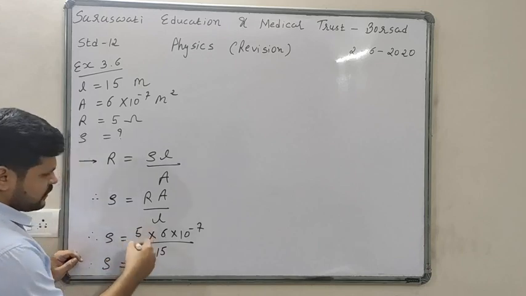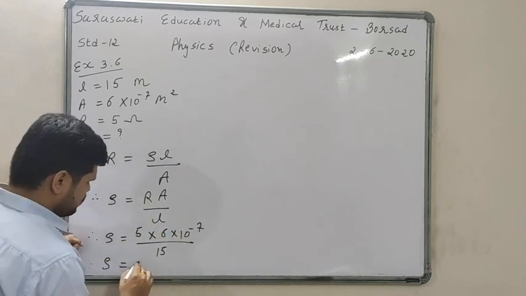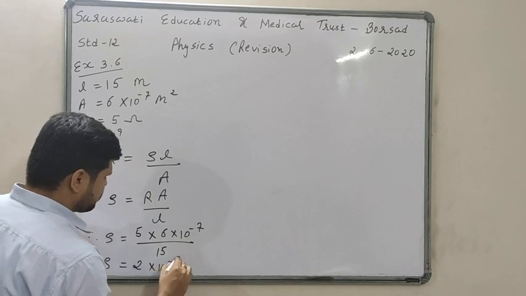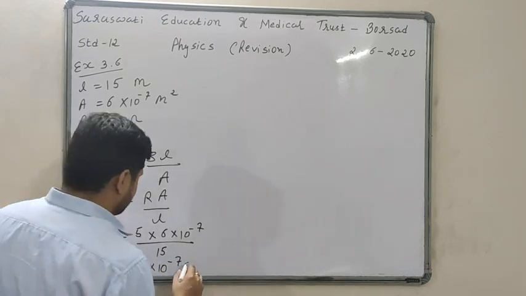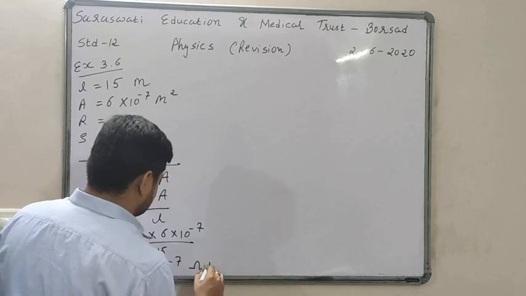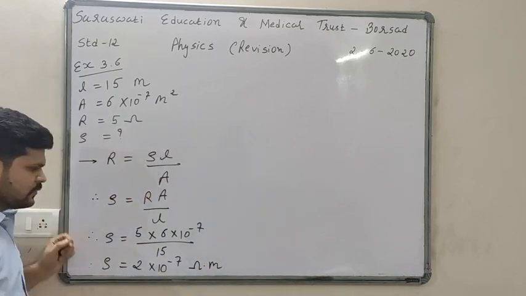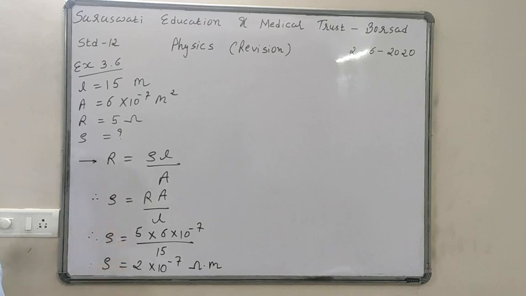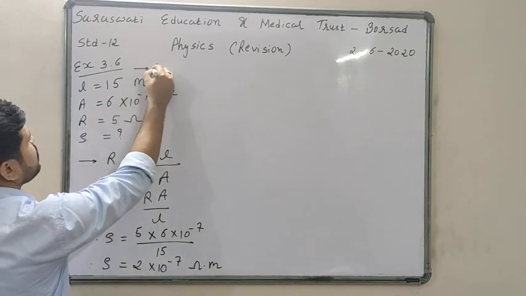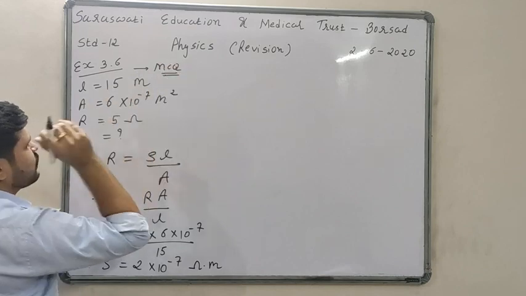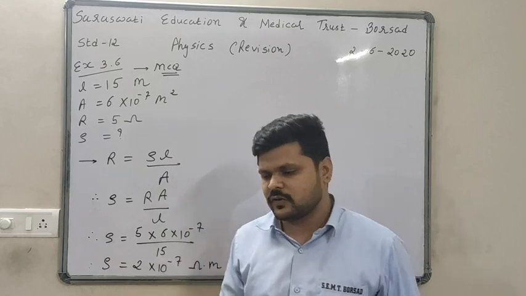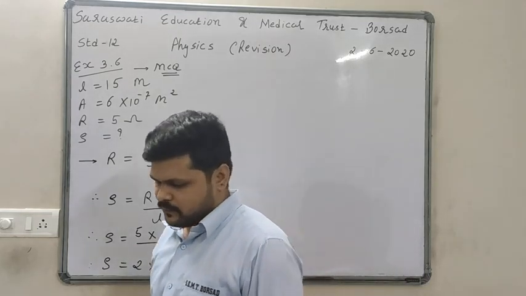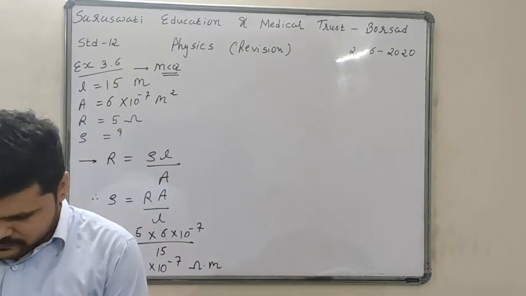So rho is equal to 2 into 10 raised to minus 7, and the unit is ohm meter. So this is exercise 3.6. A very easy example. This can be asked as an MCQ type question or a 1 mark question. This question will not be asked as a 2 marks or 3 marks question.